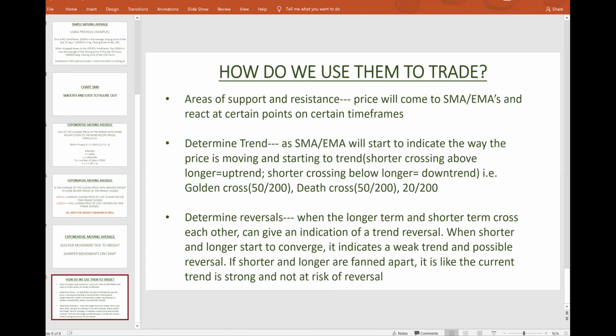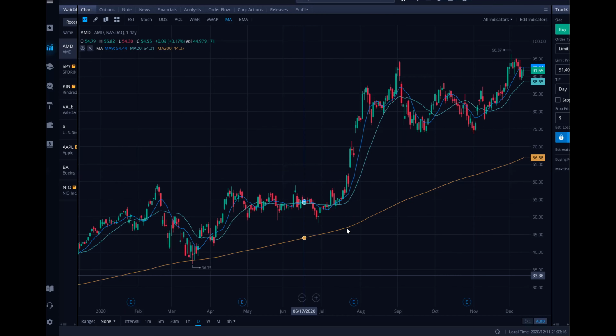And another way that you could do it is you can determine reversals. And when those crosses happen as well, that I was just talking about, that kind of indicates a trend reversal, and or when they start to converge. So let's see if we can find that on the simples here. So we had a little bit of downtrend here, and these shorter terms started converging, and then when they split apart, that's when the trend took off again, right?